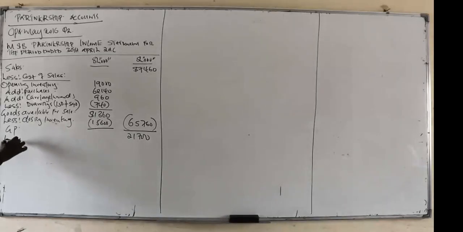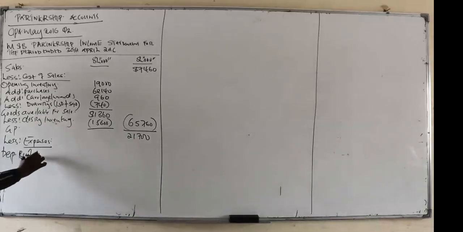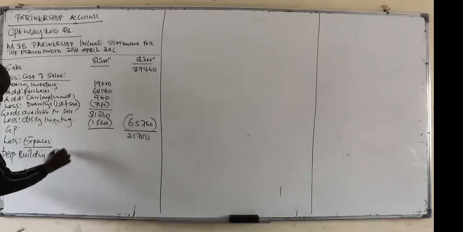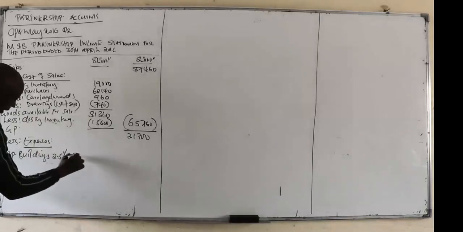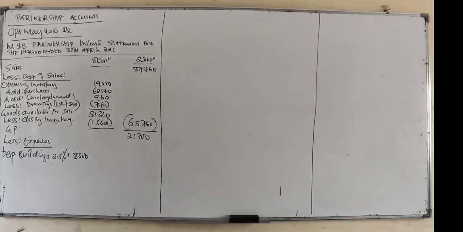You less expenses. So you start with those expenses that require adjustments. You go to note number 2. Depreciation is divided as follows: buildings. So here we have depreciation on buildings. It is 2.5%. You write just 2.5%, and then you indicate on the cost of the building. What is the cost of building? 8,500. How much do you get there?